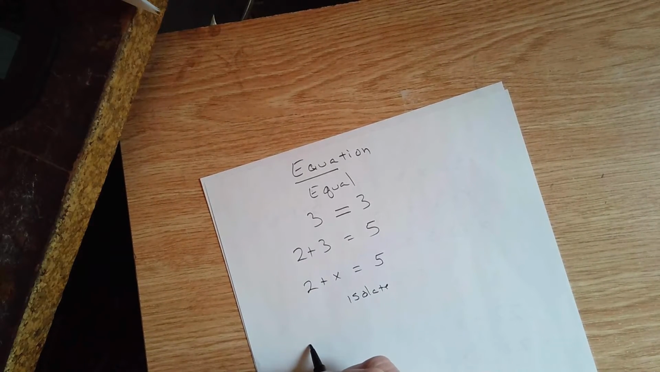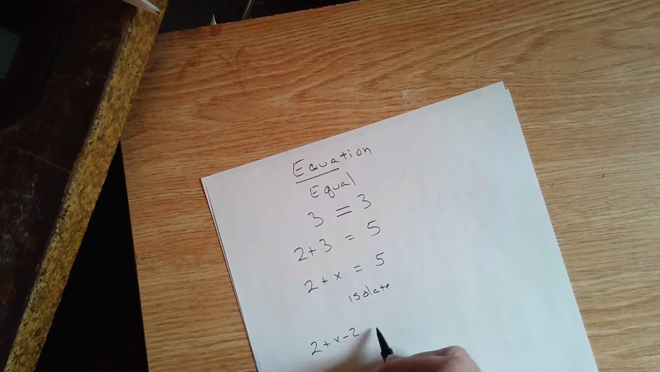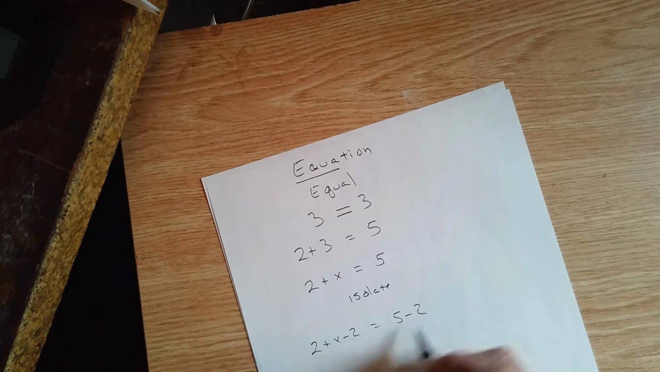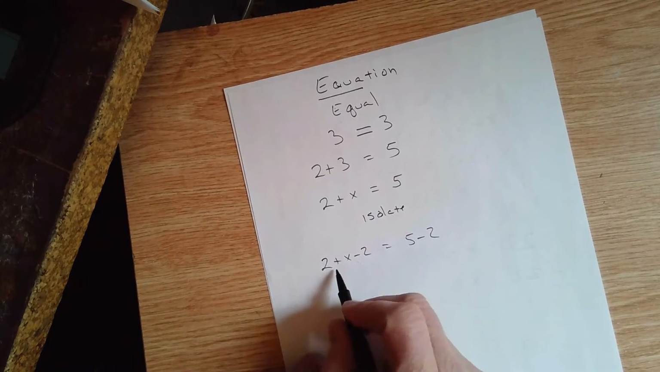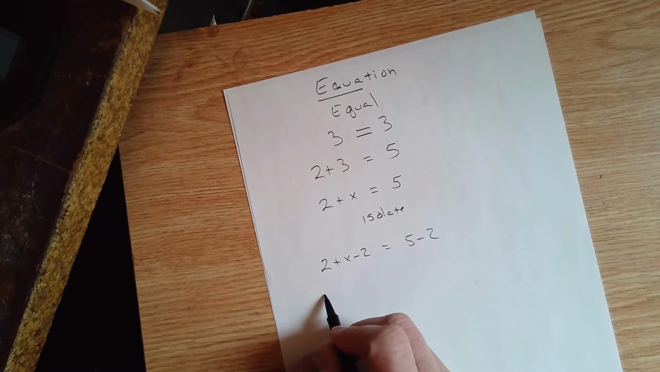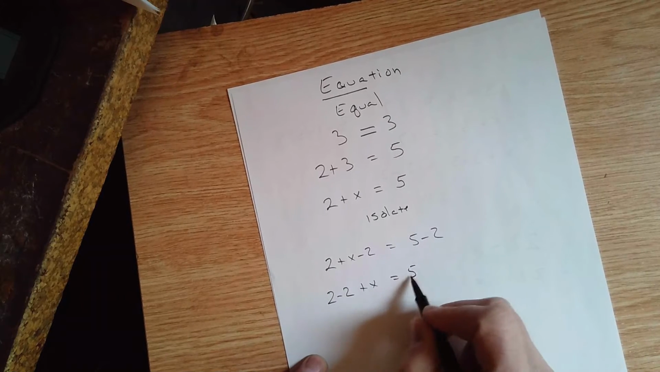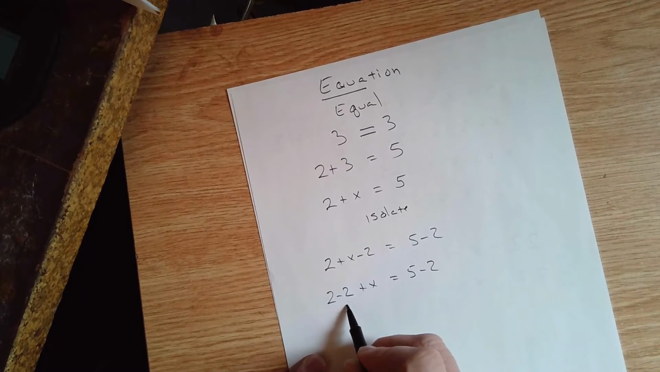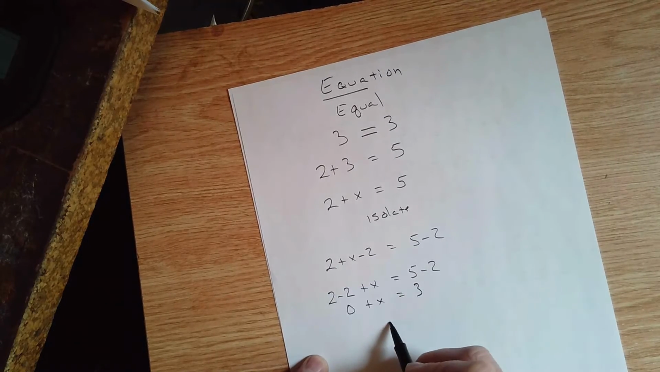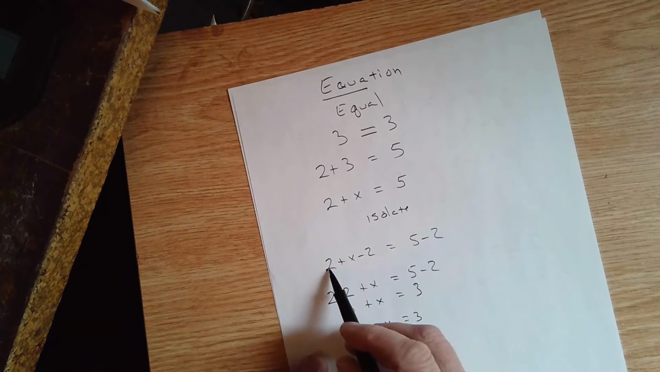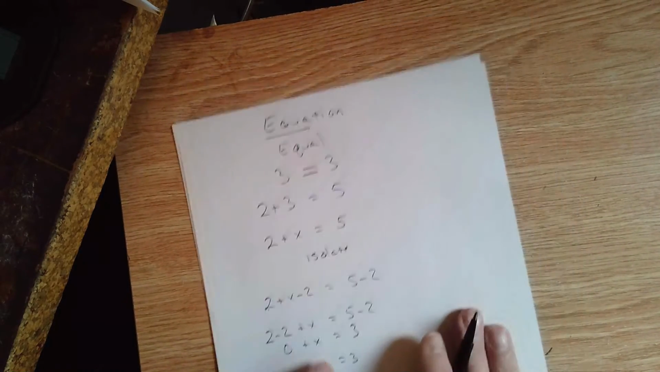So 2 plus x minus 2 equals 5 minus 2. Well, let's look at this a little bit. The order doesn't matter. So let's go 2 minus 2 plus x equals 5 minus 2. Well, 2 minus 2 is 0. 0 plus x is, we might as well do this, 3. X equals 3. Sure. 2 plus 3 equals 5. That makes sense.